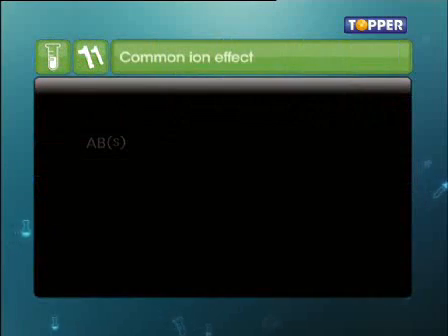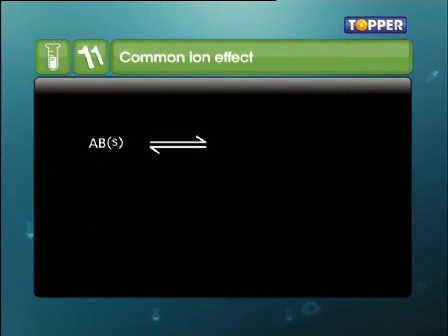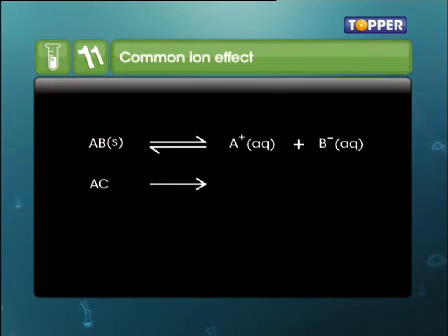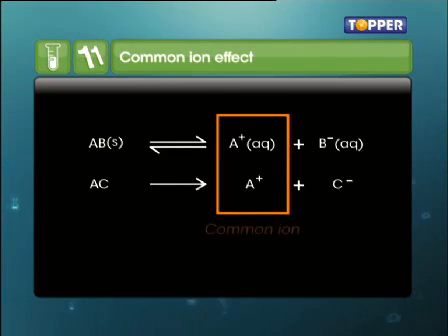Now, let's try to define the common ion effect. If to an ionic equilibrium of AB giving A plus and B minus, a salt containing a common ion is added, the equilibrium shifts in the backward direction. This is called common ion effect. We can see that here the common ion is A plus. So, the dissociation reaction will shift in the opposite direction. That is, the ionization becomes suppressed.